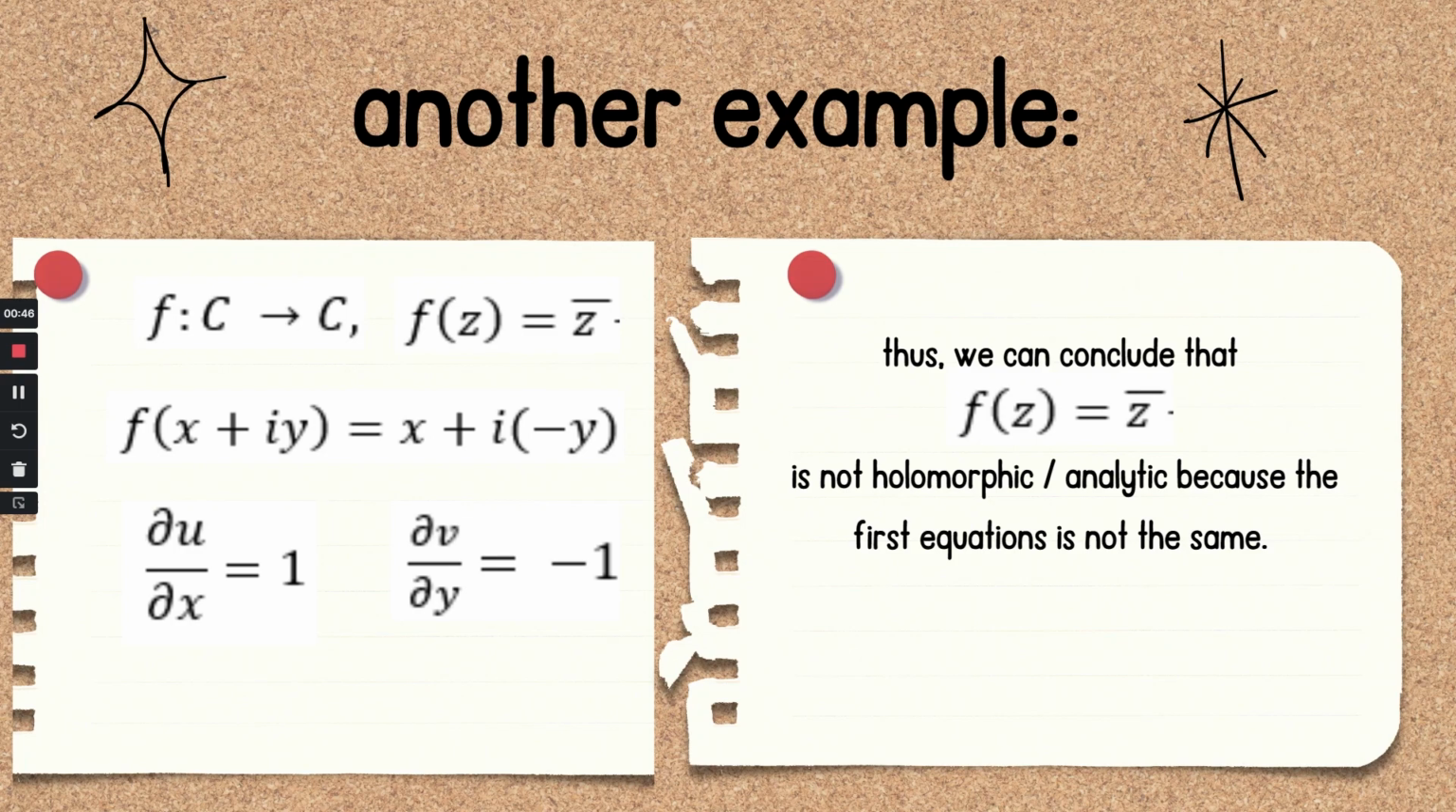Now, let's have its partial derivatives, where du over dx is equal to 1 and dv over dy is equal to negative 1. Since they are not equal, we can conclude that f of z is equal to z bar is not holomorphic or analytic because the first equation is not satisfied.